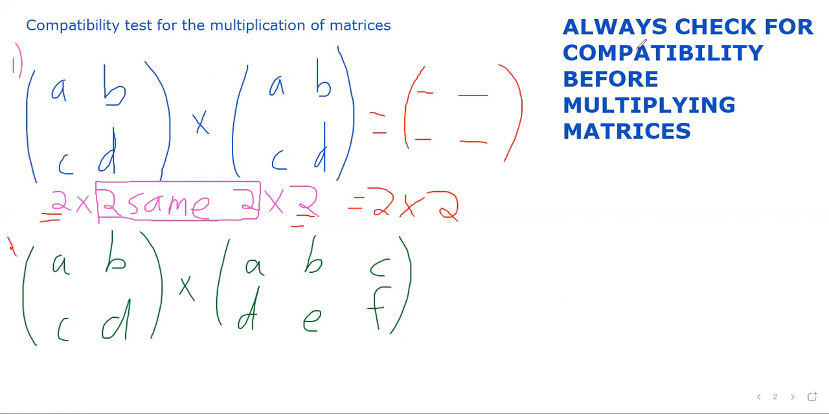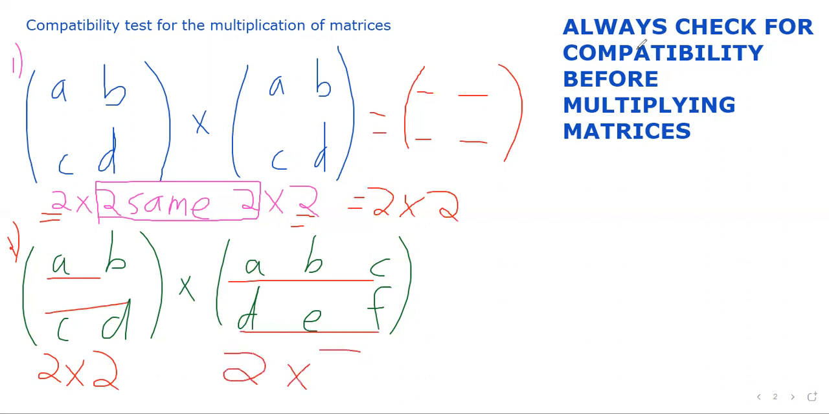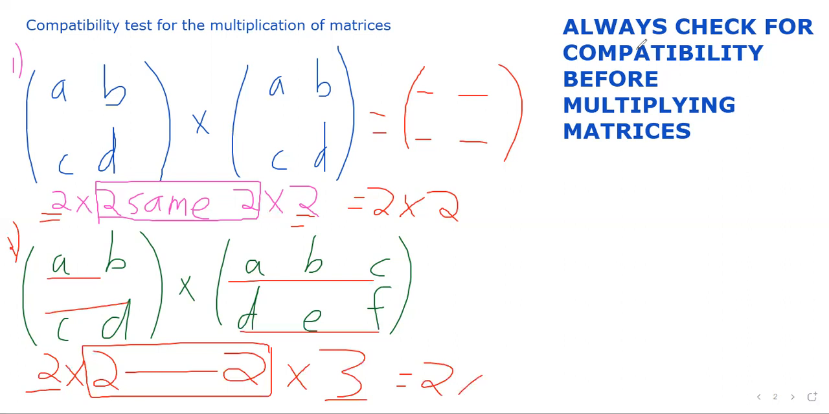So let's go for the second one. Let's check to see if this is compatible. So we name it. This is a 2 by 2, two rows and two columns. And the name for this one, this is 2 rows. How many columns? 3 columns. Are the numbers facing each other the same? Well, yes. So therefore they are compatible, and the result will be a 2 by 3. So the resulting matrix will have 2 rows and 3 columns, so one number there, a number there, a number there, a number there, and a number there. All right, so that will be the result.